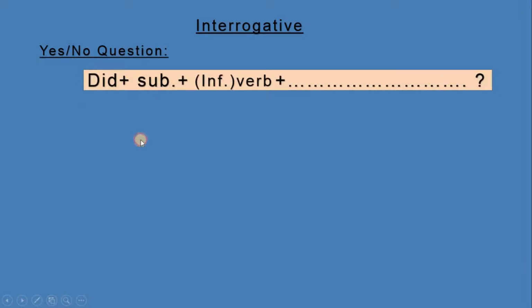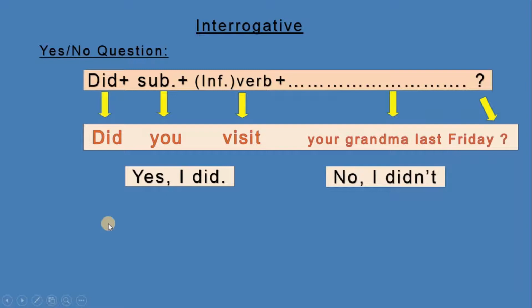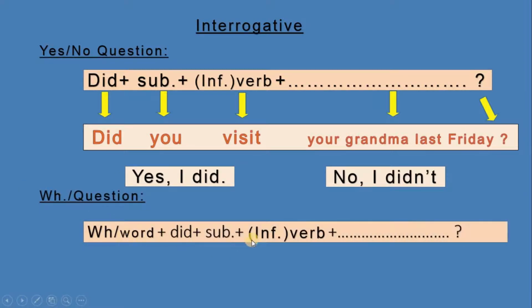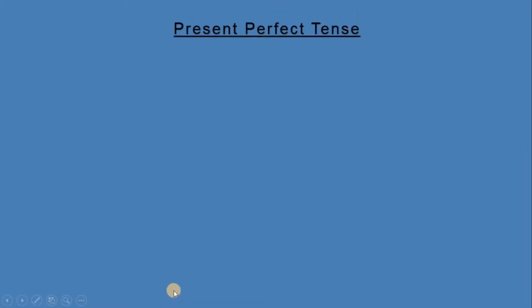The question form starts with did. Did you visit your grandma last Friday? The answer is yes I did or no I didn't. The WH question: when did you visit your grandma? The answer is I visited my grandma last Friday.